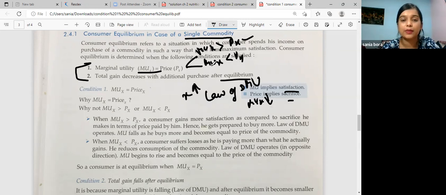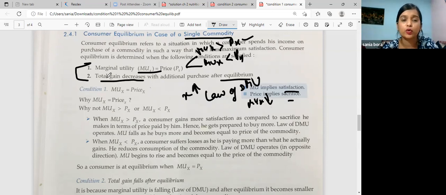And over here, for example, MUX is less than PX. That means you are getting less satisfaction, but your sacrifice is more as compared to your satisfaction. So in that case, if you are getting less satisfaction, obviously you will not consume more of X. You will consume less of X. So your law of DMU will operate in the negative way, and your MU will start increasing. It will increase till it becomes equal to PX. So this is how you will attain consumer equilibrium.